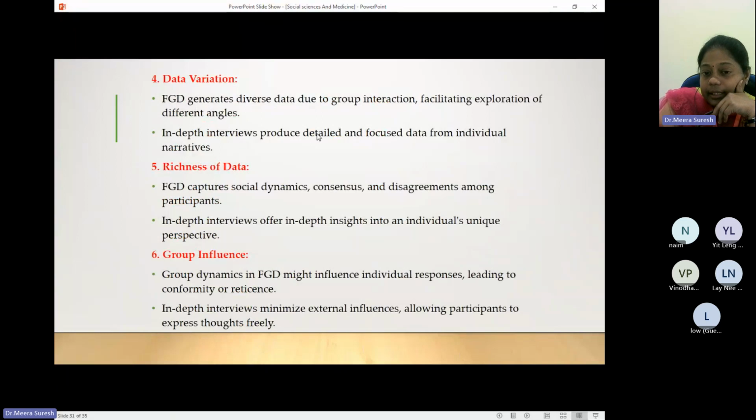But here in in-depth interview, it will be more individual narration. Richness of data: in one way, we are going to get the societal opinion, concerns, disagreements. And in in-depth, we are going to get the individual's unique perspective more deeply. Group influence is going to come up in FGD. In FGD, both things can happen.